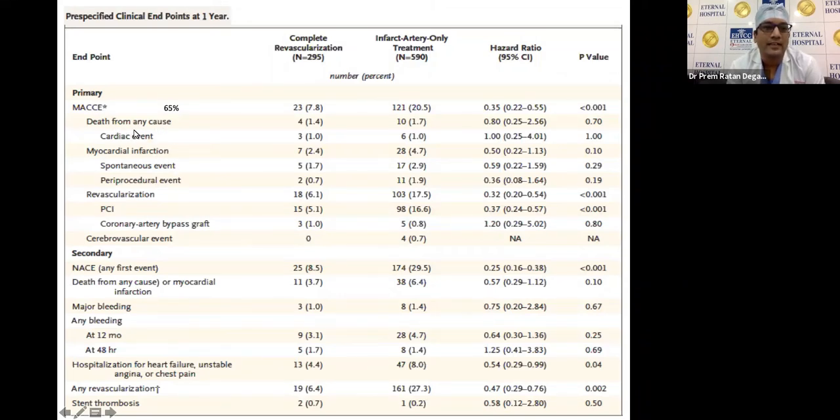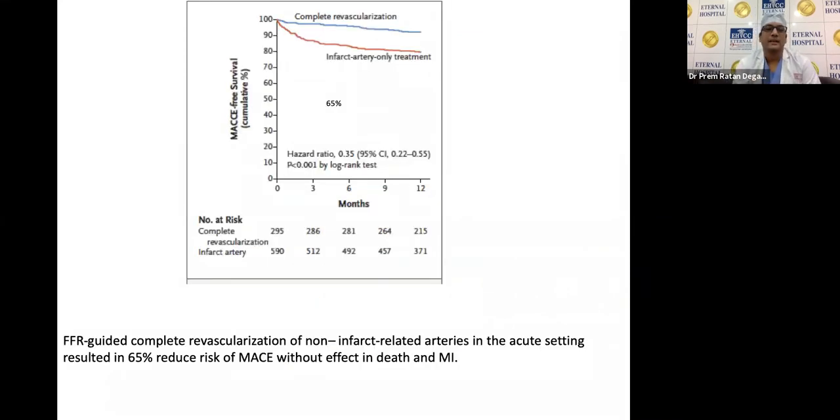But the catch with this trial was that the MACE reduction was driven by revascularization; there was no significant difference in death from any cause and myocardial infarction between complete versus non-complete revascularization. And there was no significant difference in the secondary endpoint. So the COMPARE-ACUTE trial has shown that FFR-guided complete revascularization of the non-infarct-related artery in the acute setting results in a 65% reduced risk of MACE, but without an effect on death and MI.